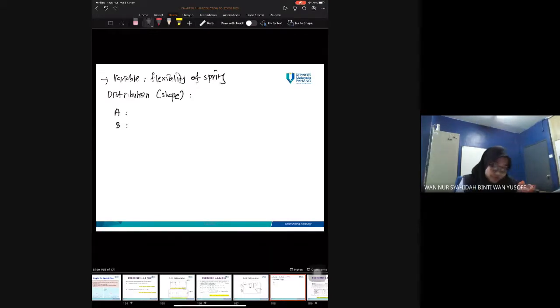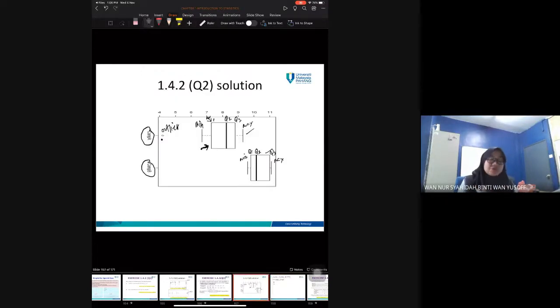So first, distribution. By using box plot, there are only 3 distributions that we can identify: right skewed, left skewed, and symmetric. Similar to the measure of central tendency, only these 3 distributions can be known based on measures of central tendency and also box plot. So whether it is left skewed, right skewed, or symmetric.